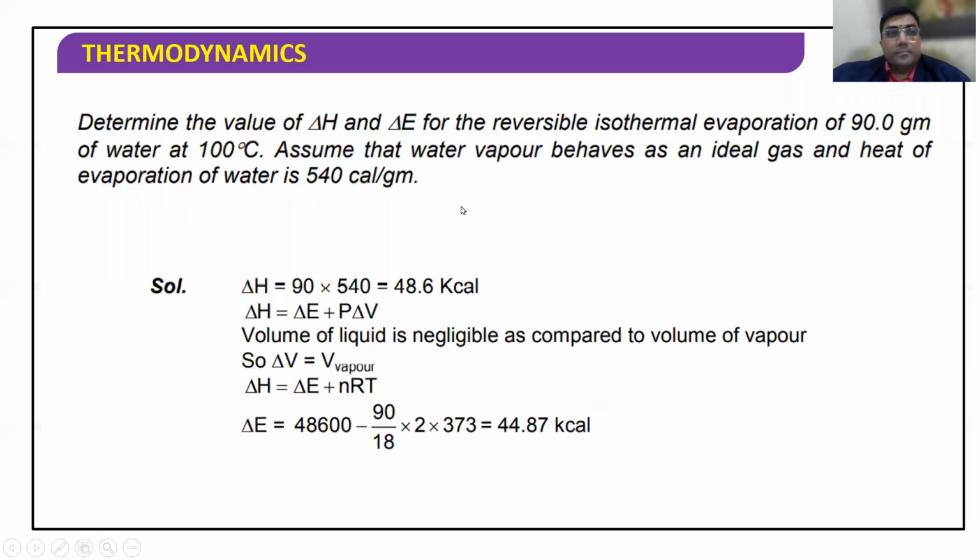Now another question. Determine the value of delta H and delta E for the reversible isothermal evaporation of 90 grams of water at 100 degrees centigrade. Assume that water vapor behaves like an ideal gas and heat of vaporization is 540 calories per gram.